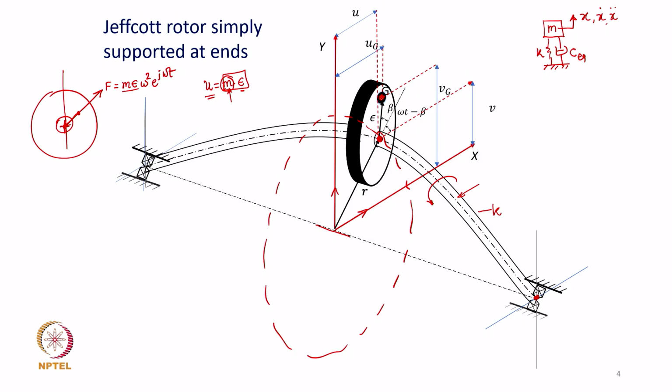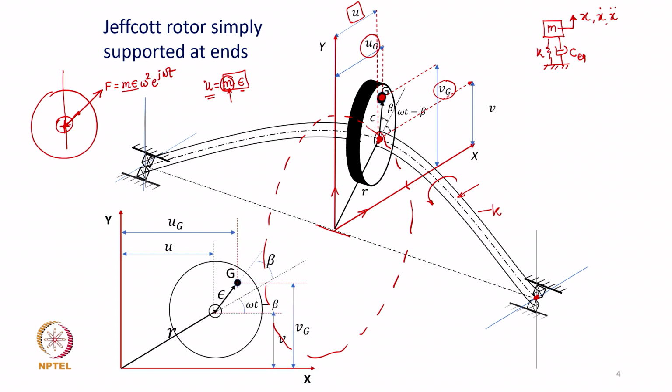So, suppose we find out what is the displacement and acceleration at this g position, the mass center position. The position vector is represented by ug and vg, in the two directions that we have assumed, x and y, the two orthogonal horizontal and vertical axes. So, the position of the mass center is given by ug and vg, whereas u and v is the position of the disk center, not the mass center.